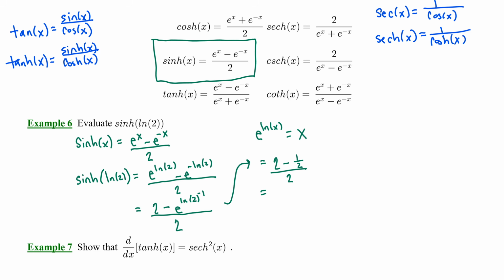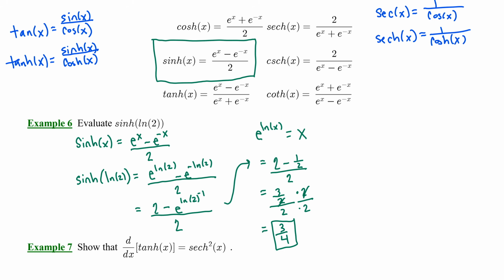2 minus 1/2 gives me 3/2. I'm just going to simplify this by multiplying the top and the bottom by 2. So we end up with 3/4. So hyperbolic sine of natural log of 2 equals 3/4. So congratulations, you just evaluated your first hyperbolic trig function.